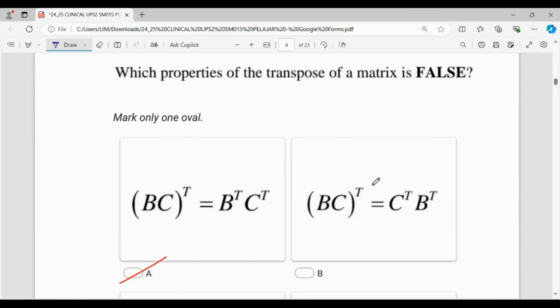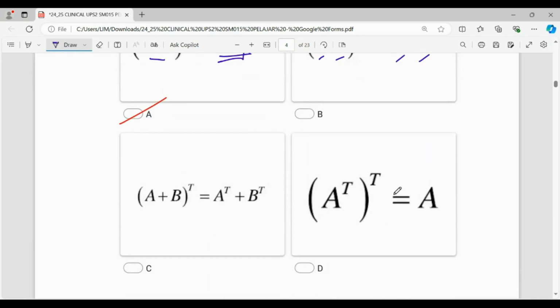Next, which property of the transpose matrices is false? So this is true. (BC) transpose equals C transpose B transpose. So the order should be reversed. So the option is A. Of course this one is true, and this one is true.